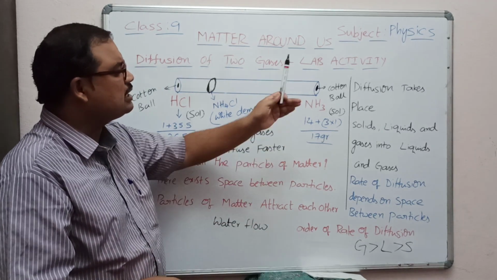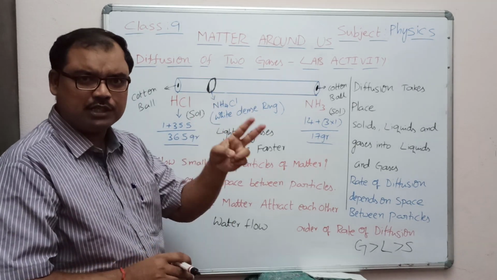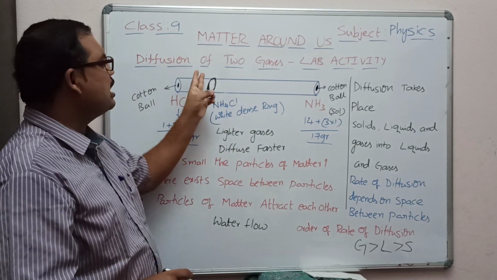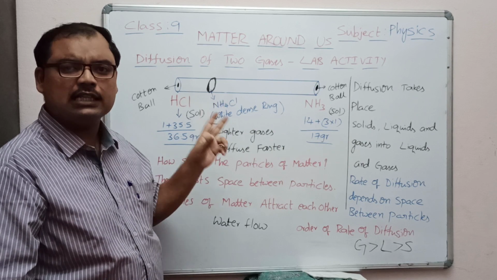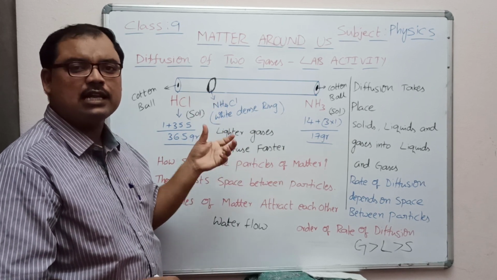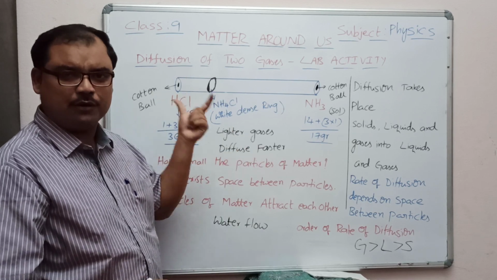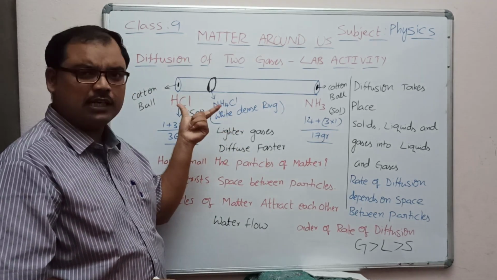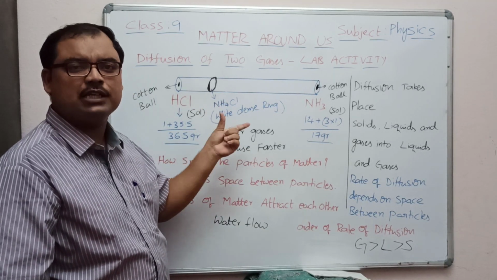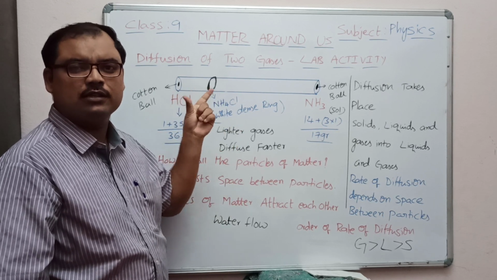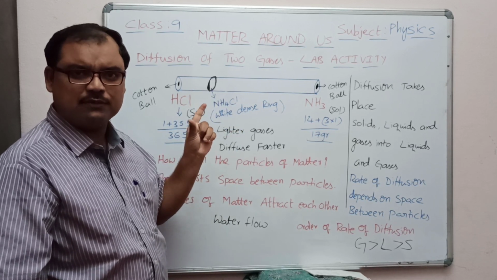So by this lab activity we got two conclusions. One is that two gases diffuse, and the other is that lighter gases diffuse faster. Look at this figure and come to a confirmation of both the results. Is it fine?